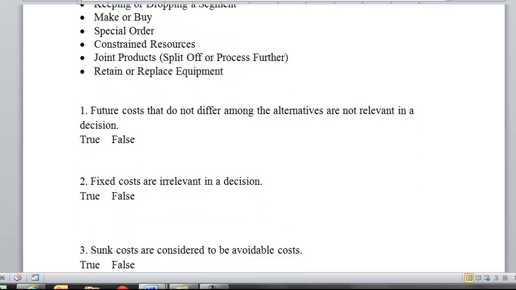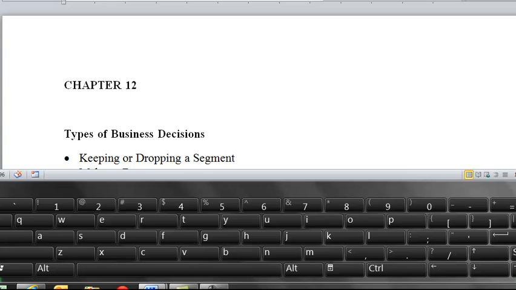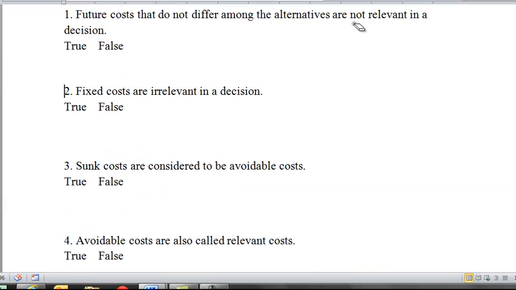Question 1. Future costs that do not differ among the alternatives are not relevant. So the whole thing about incremental or differential analysis. Incremental means the difference or the change. So that is exactly what incremental analysis is looking at, is that we're looking to see what is the difference between the future costs among alternative A and B. So this is true.